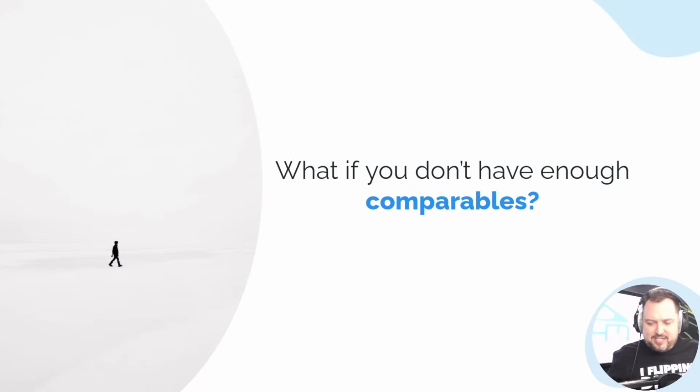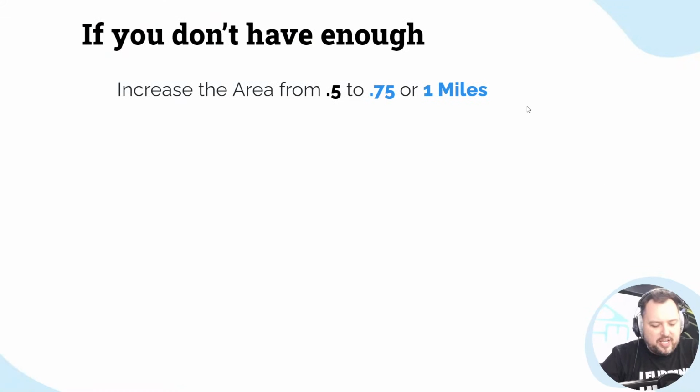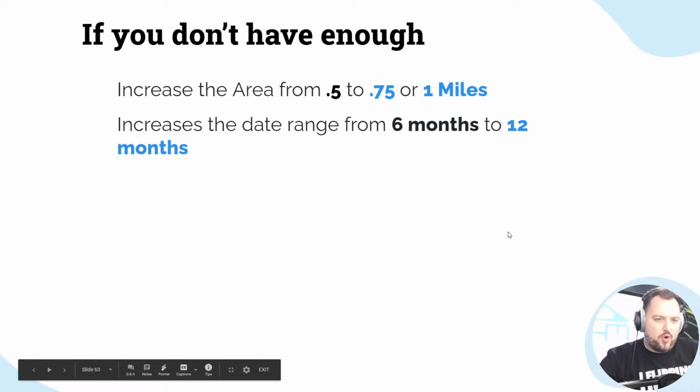Okay, now let's get into a few scenarios you might run into. What if you don't have enough comparables? If you don't have enough comparables, you can increase your distance. Start by going from a half mile to 0.75 and then ending on a mile. You don't want to be going over a mile.